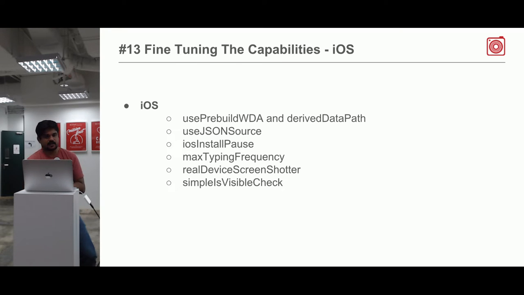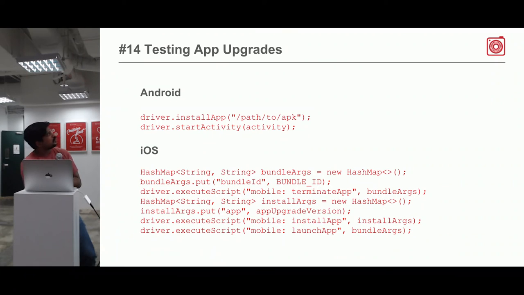Okay. Next one, testing app upgrades. How many of you test app upgrades in automation testing? Let's say you have a release today. You need to make sure that when users move from the previous release to the current one, like most of the time you get a new update when you connect the charger to your phone, and from the Play Store it will be automatically upgraded, right?